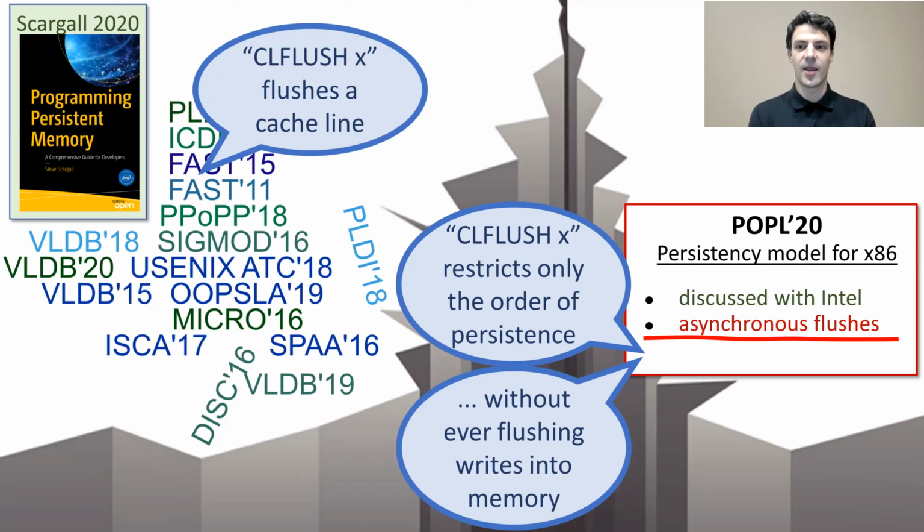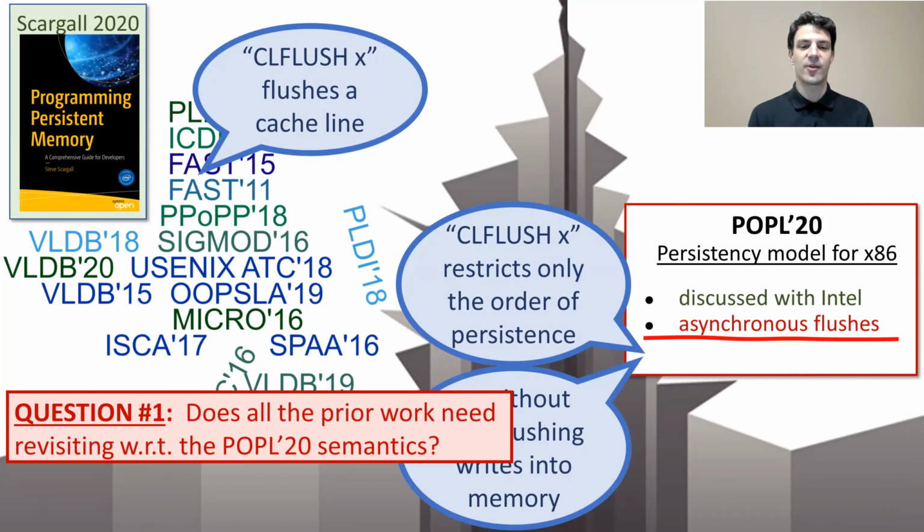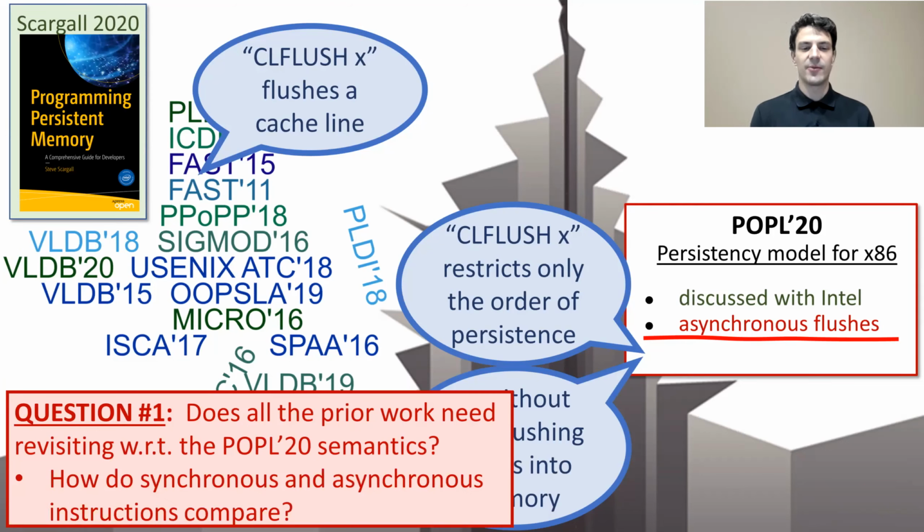So we identify the gap in understanding here and raise a question: does all the prior work need to be revisited in order to make sure that it executes correctly under the POPL 20 semantics? And more broadly, what is the connection between these two approaches, where persist instructions are eager and flush in a more synchronous way, and this other approach where persist instructions are asynchronous and only enforce the order of writes reaching non-volatile memory?